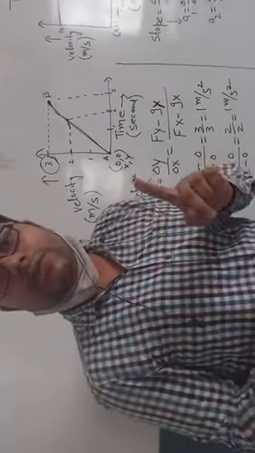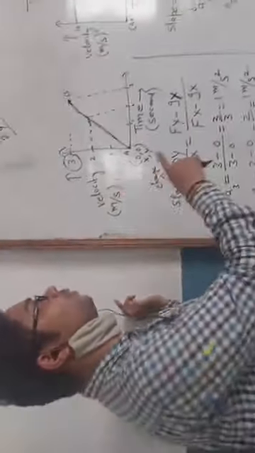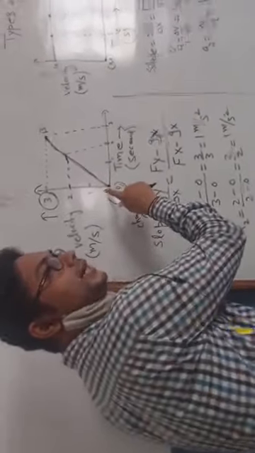So where will we get initial y? Initial y we will get at the initial point. In this slope, which point is initial? A point is the initial point, A point is the starting point.